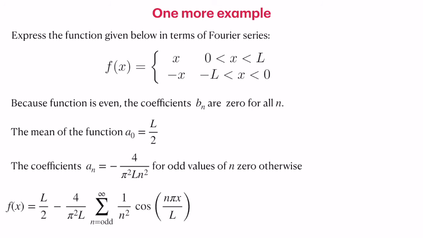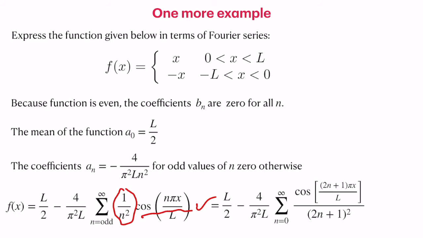So finally we have a series. What we have is f of x is equal to L by 2 minus 4 L by pi square, sum n going from 1 to infinity for all odd n's, with a coefficient 1 by n square and the function cos n pi x by L. So this should represent the function mod x. We can simply rewrite this as 2n plus 1, as I have told earlier, so that you can take n going from 0 to infinity.